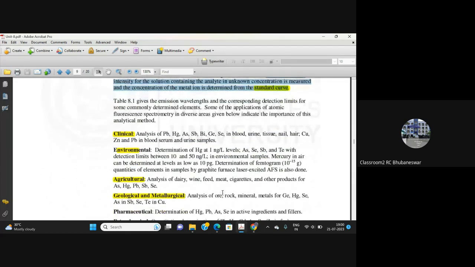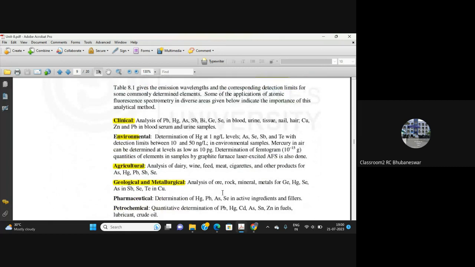See in how many areas you can use this AFS, that is atomic fluorescence spectrometry. You can use it in many areas, like in the clinical section, the analysis of lead, mercury, arsenic, bismuth, all these things you can do in urine, in blood, in tissue, in nail, hair. Then copper, zinc, palladium in blood serum and urine samples can also be studied. Then from the environmental point of view, determination of mercury at 1 nanogram per liter level.